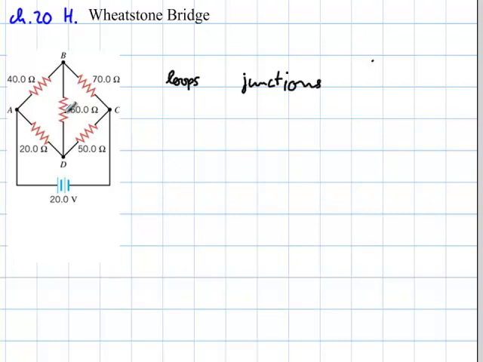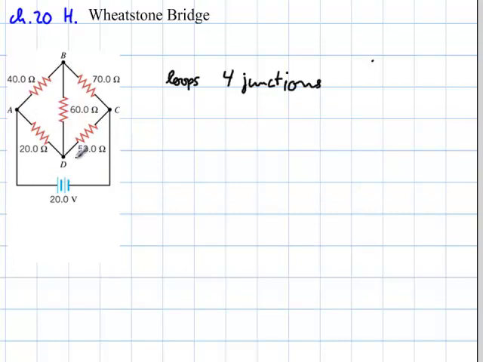Well, let's see what we got. We got a junction here, a junction here, a junction here, and a junction here. That was easy. We have 4 junctions. How many loops do we have? Well, let's look at the triangle here on the left and a triangle on the right, and then we have this diamond here. So those are 3 loops. And then we have a number of loops that actually go through the battery. The top one, that would be the 4th.